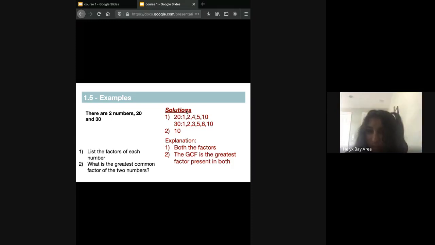As you can see, we have common factors. 1 is a common factor, 2 is a common factor, 5 is a common factor, and 10 is a common factor. But we're just trying to find the greatest common factor, so that would be 10, which gives us our answer to number 2.